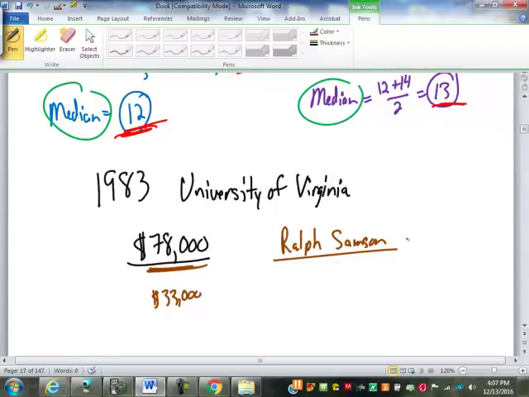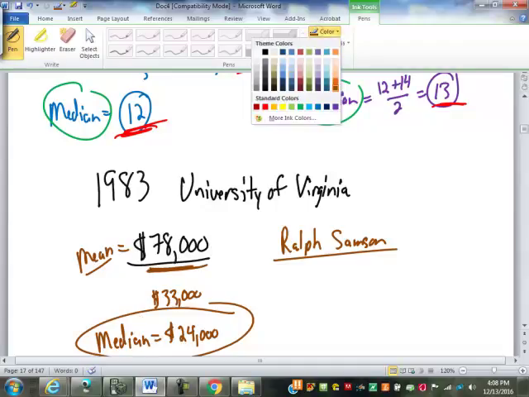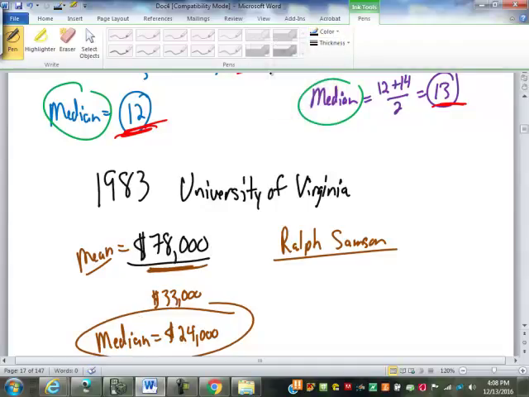So only one person made more than the mean. The median has to be right in the middle. Half of the group's going to be smaller, half of the group's going to be larger. So this had to be the mean. All they said was average. They didn't say mean or median, but it had to be the mean. The median of that group was actually right around $24,000. So still pretty good money compared to what salaries were at that time, but not nearly as outstanding as $78,000.